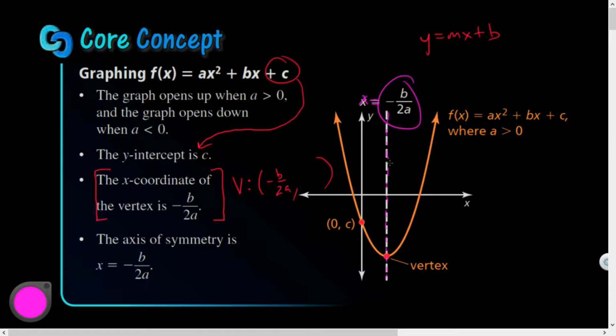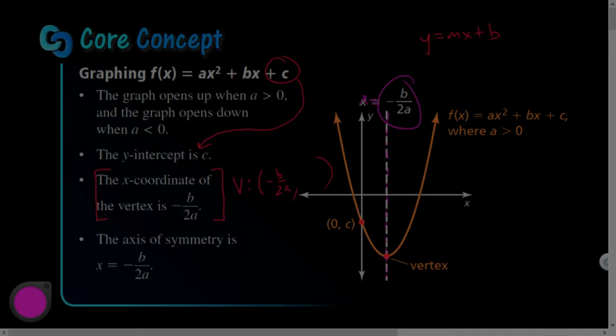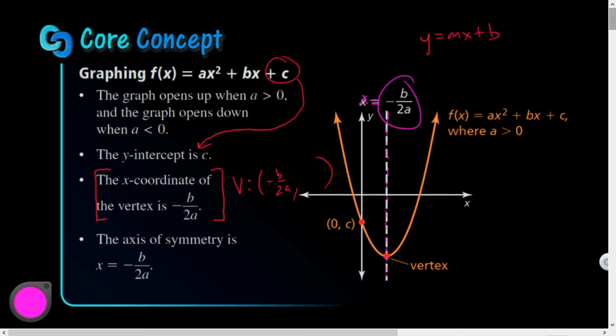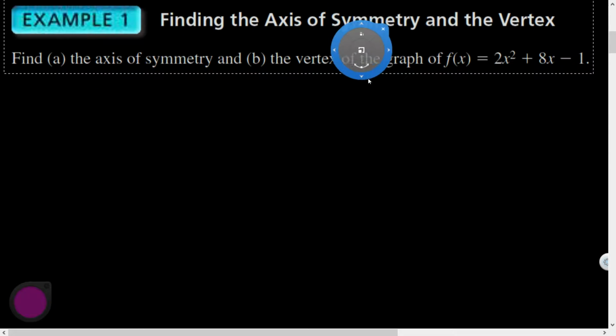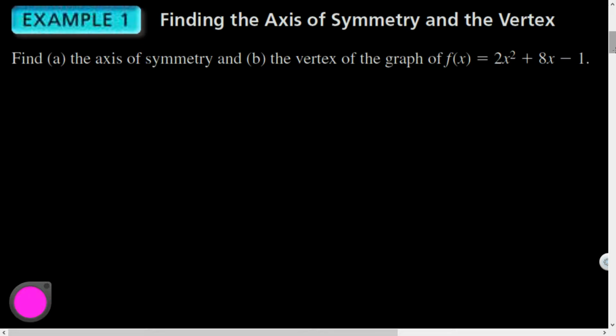All right, so lots of stuff going on. We're going to slowly implement this over time. So let's first start with example 1. Here we go. Example uno. Find A, the axis of symmetry, and B, the vertex of the graph for our equation over here.